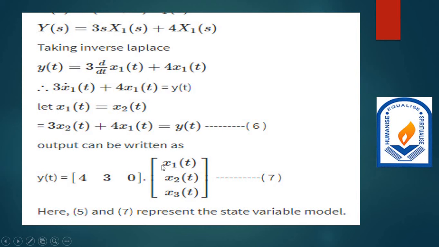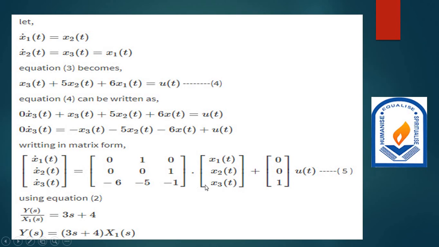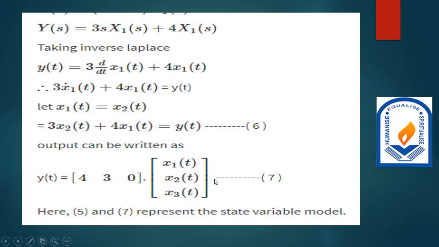Now the output can be written as y of t is equal to, here the coefficient of x1 is 4, the coefficient of x2 is 3, and the x3 term is missing, so that is 0, times x1, x2, x3. So this is equation number 7, and this is equation number 5. This is exactly the state variable model.